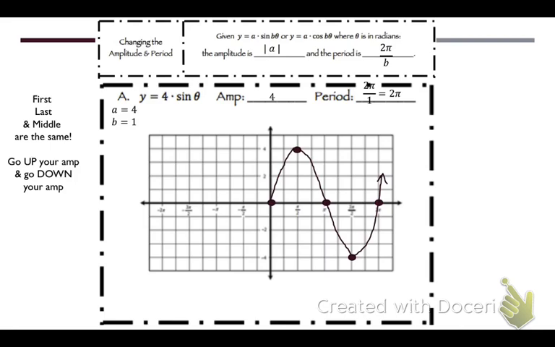Okay, I'm going to do the same thing with this left side of the graph. So first, last, and middle are the same, so negative 2 pi and pi are the same. Then at negative 3 pi halves, I go up 4. At negative pi halves, I go down 4. Finish drawing that S. Cool?